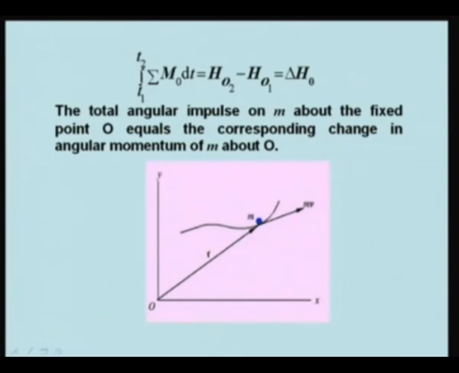Or you can write integral from T1 to T2 of sigma M0 dt is equal to H02 minus H01, that is equal to delta H0. Thus, the total angular impulse on m about the fixed point O equals the corresponding change in angular momentum of m about O. This integral from T1 to T2 of sigma M0 dt is called angular impulse.